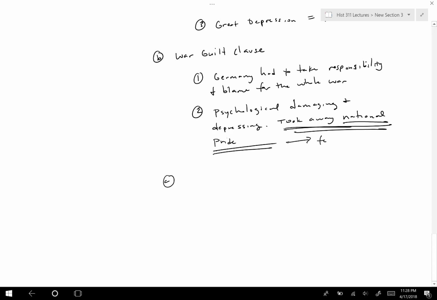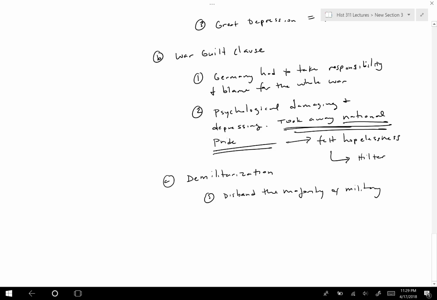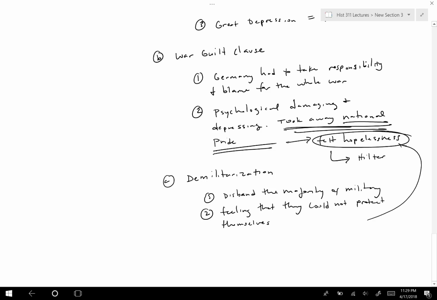And I think this feeling of hopelessness is going to lead to an opening for Hitler to jump in and promise all sorts of things. Demilitarization. Germany had to completely disband the majority of its army, of its military. So there was a feeling that they could not protect themselves. Again, also kind of going back to feeling hopelessness.